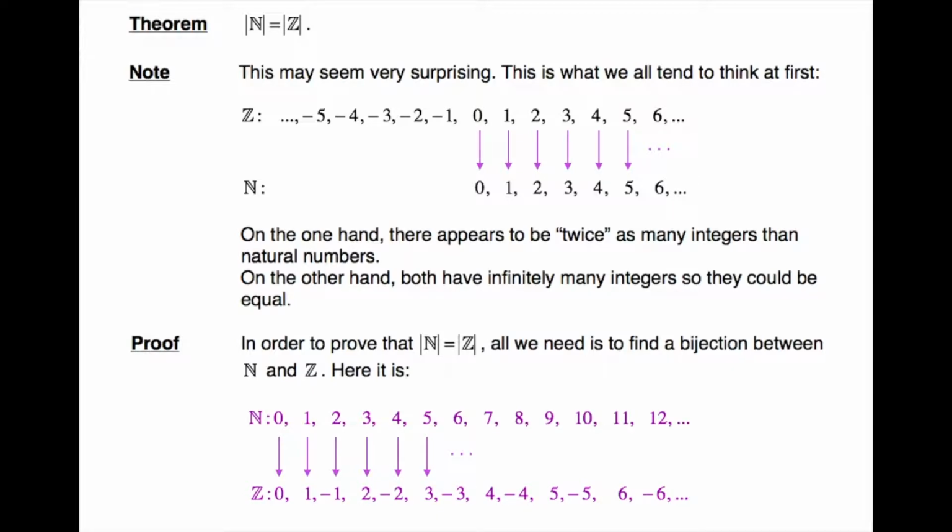And if we order the integers like that, we won't miss any, and we are confident that every element of N is paired with one element of Z, and vice versa. Every element of Z is paired with one element of N, and none are left over. So since we found a bijection, it confirms the fact that the cardinality of N is equal to the cardinality of Z. It's a really fantastic discovery.